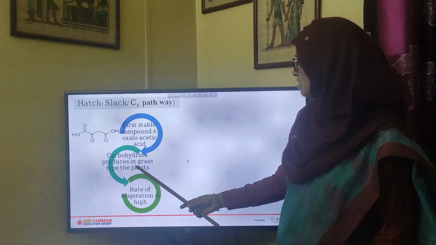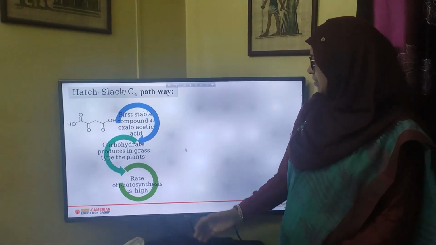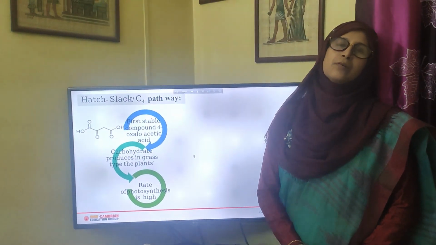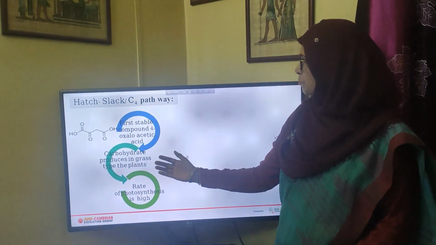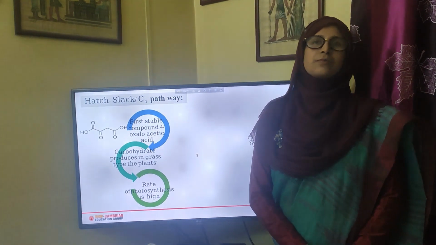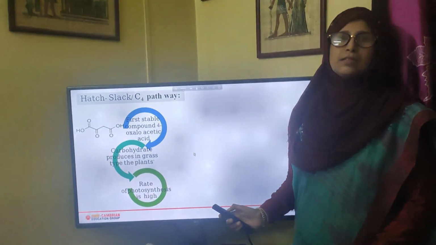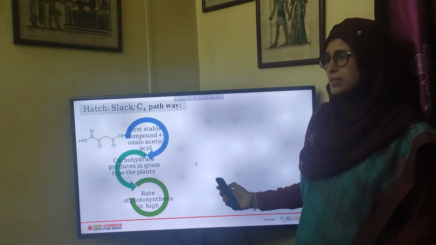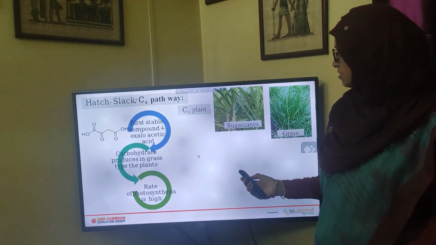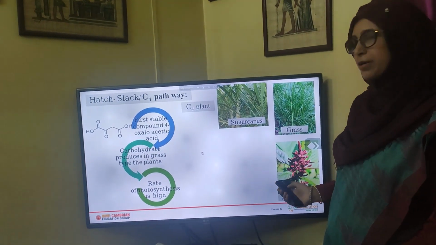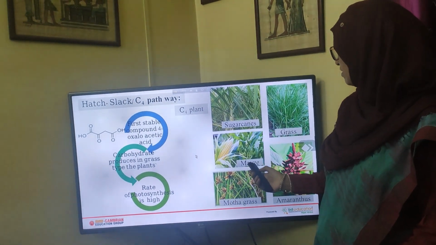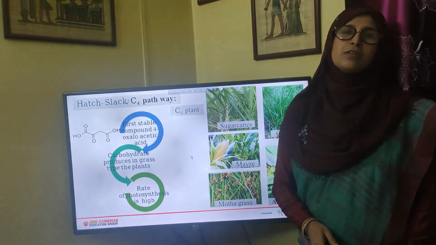Secondly, carbohydrate is produced in grass type of plants, and the rate of photosynthesis is higher in this cycle than in the C3 cycle. And in the case of C4 plants, the C3 cycle and C4 cycle are a continuous process, that means they occur together. See the examples of C4 plants: sugarcane, different types of grass, amaranthus, Buddha grass, and maize. These are the examples of C4 plants.